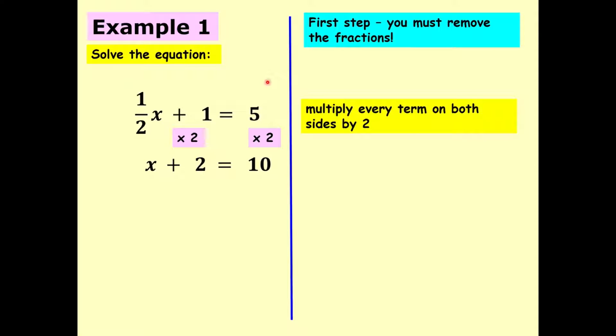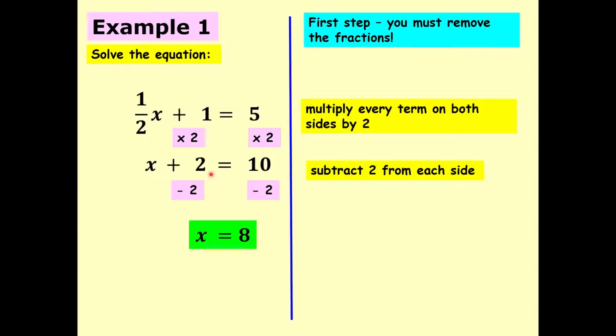Now we can go ahead and use our previous skills of solving these equations. So we've got x plus 2 equals 10. So how do we get x on its own? Well, we've got this plus 2 here that we don't want. So we're going to subtract 2 from both sides. Remember, solving equations, we need to balance the equation out. Whatever we do to one side, we have to do to the other. So we're going to subtract 2 to get x equals 8.